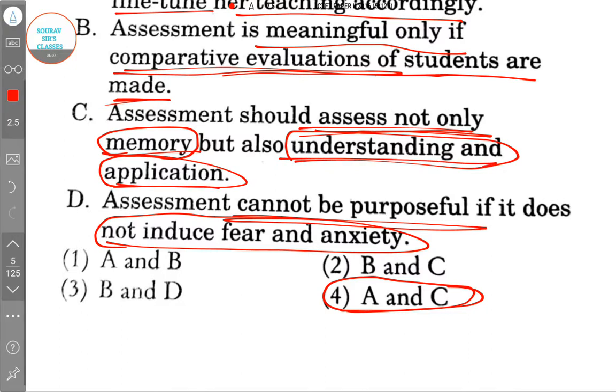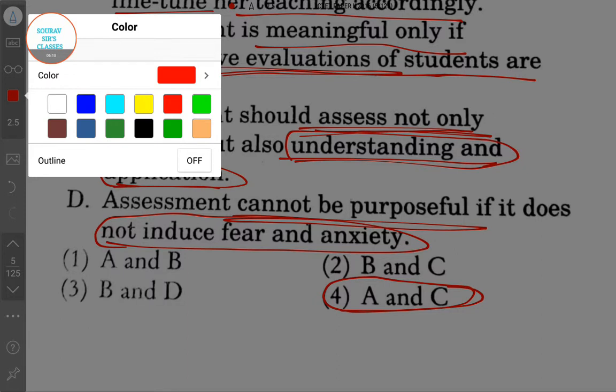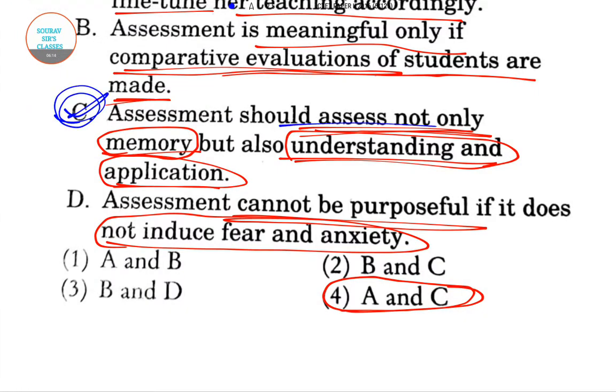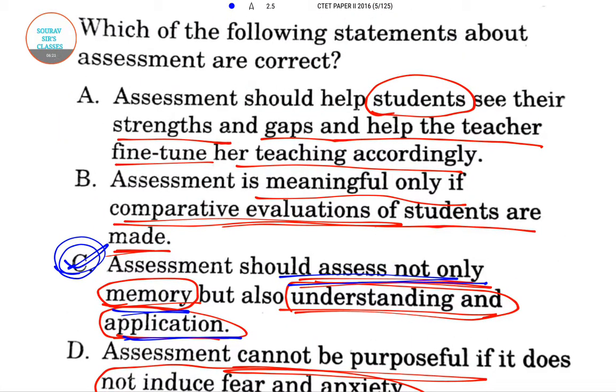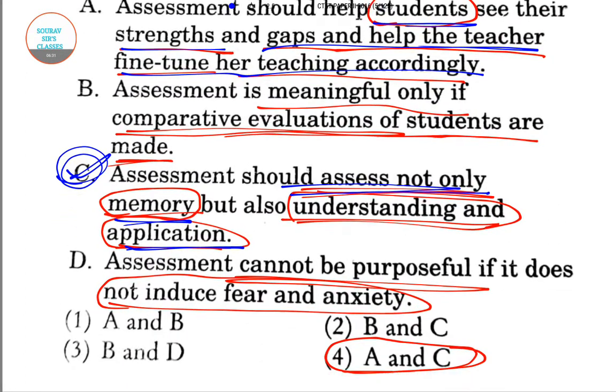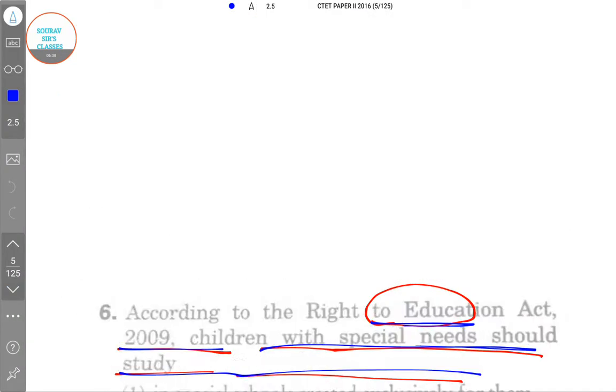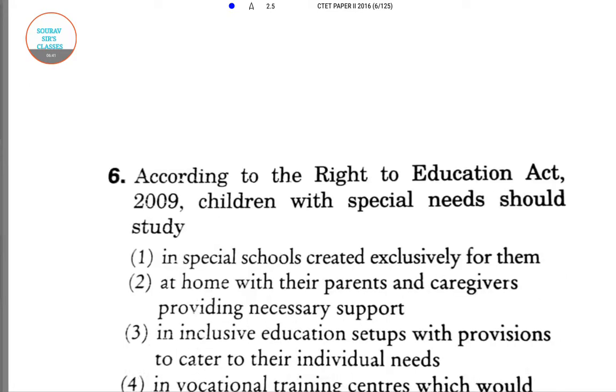Let me change the color because it all looks similar. So option C, that is, assessment should assess not only the memory but also the understanding and application, and option A, that is, assessment should help students see their strengths and gaps and help the teachers fine-tune her teaching accordingly. This is the correct answer. So 4 is the answer. Now moving on to our next question.